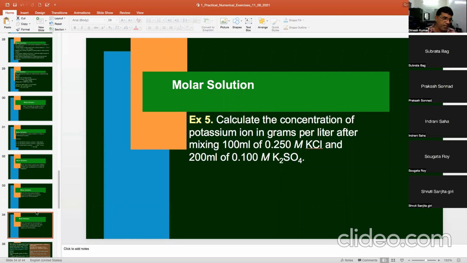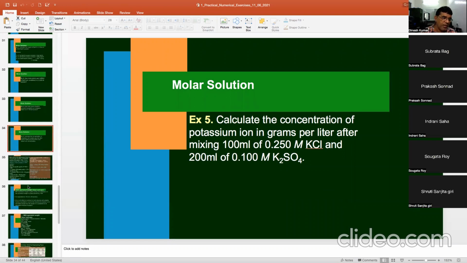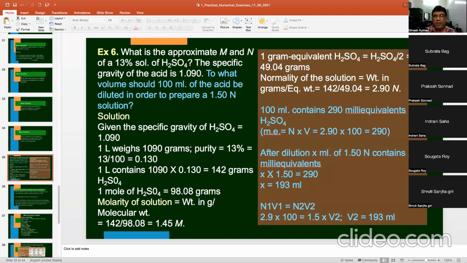So this numerical is done here. You can understand it. It is very simply explained. And if you fail to understand any point anywhere, you can discuss with me. So this is the solution for the last numerical. Please go through it and hope you will be able to understand it.